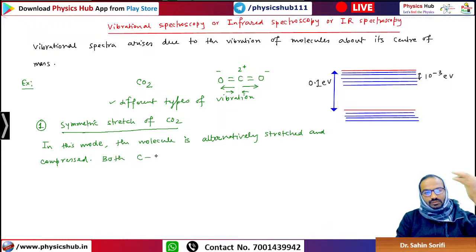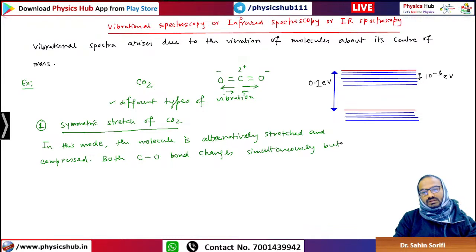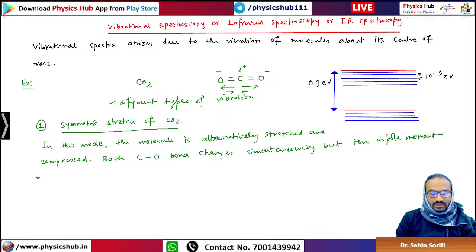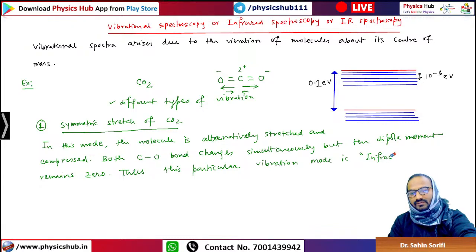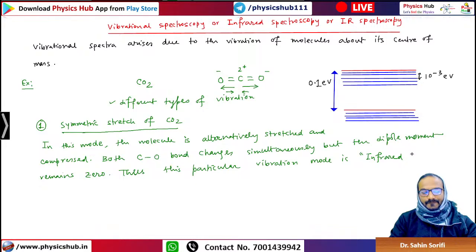Both CO bonds change simultaneously, but the dipole moment remains 0. Thus, this particular vibration mode is, you can say, infrared inactive or vibrational inactive. In short, it is called IR inactive. Infrared inactive or IR inactive. Okay.